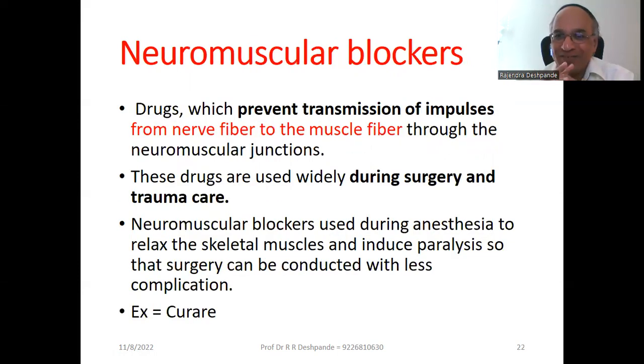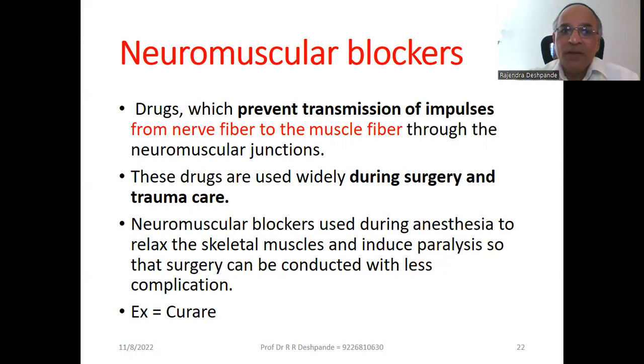Next, neuromuscular blockers. These are drugs which prevent the transmission of impulse from the nerve fiber to the muscle fiber through the neuromuscular junction. Blocking: the signal should not go. These drugs are widely used. Why are they needed? You will say, doctor, we need contraction and relaxation. Yes, but sometimes the actions of the muscles should be controlled, should be restricted. The muscle should be in a calm and steady position.